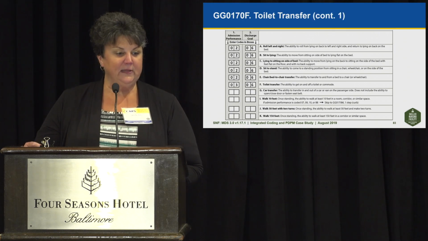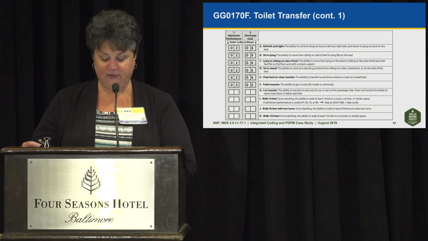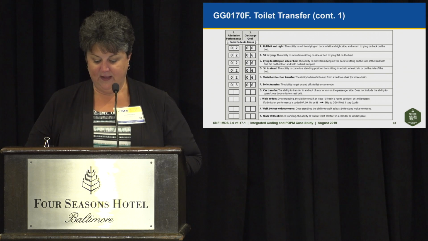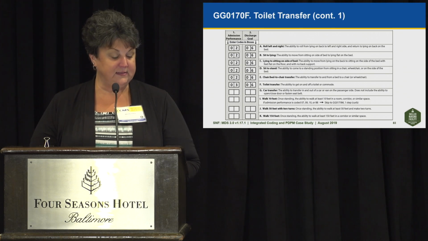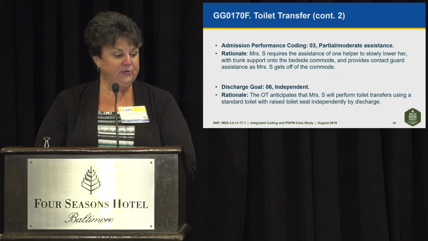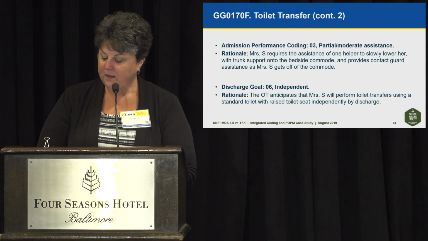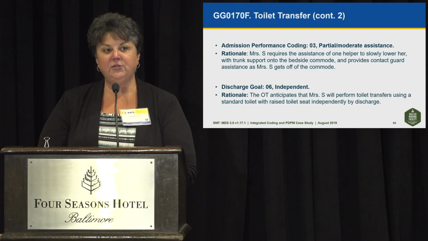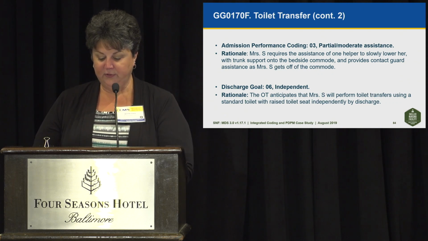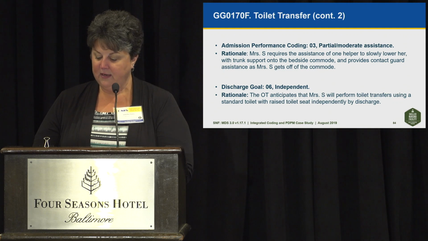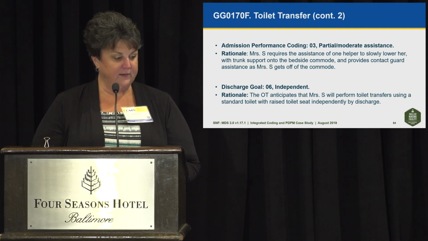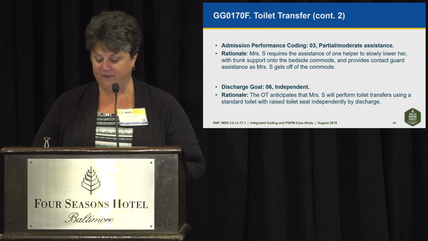And here we change it up a little bit, and we have a 3 and a 6. Do you guys agree? Yeah. So partial or moderate, and that is our staff member, our helper, is doing less than half. So we go back to OT's notes to code here, and in those notes we see she required the assistance of one helper to slowly lower her with trunk support onto her bedside, and provides contact guard when she gets off the commode, and again the helper provides less than half the effort.